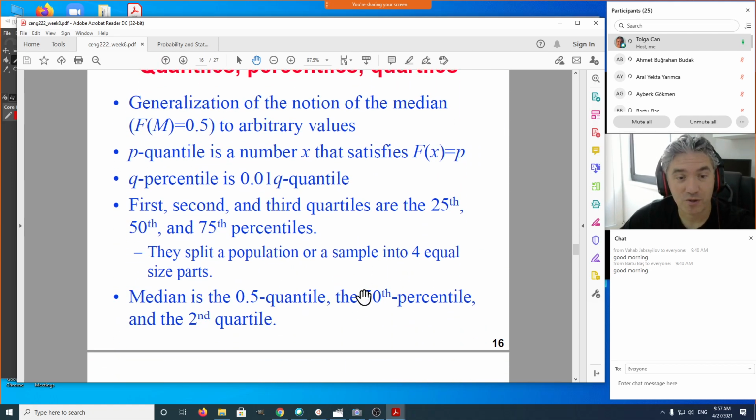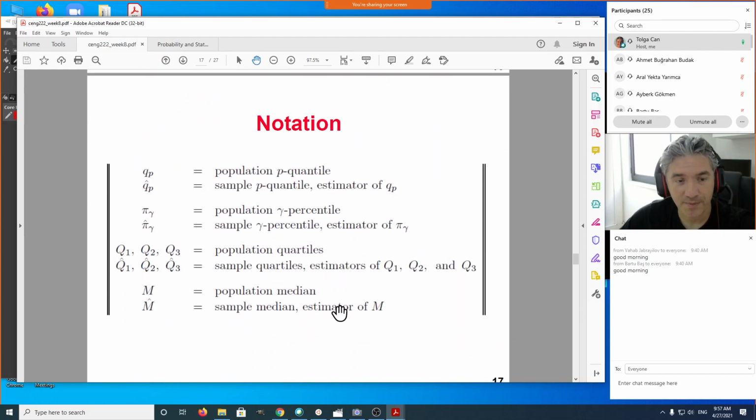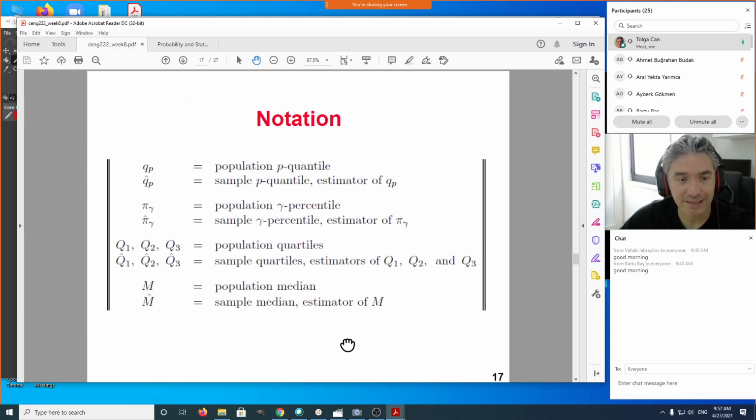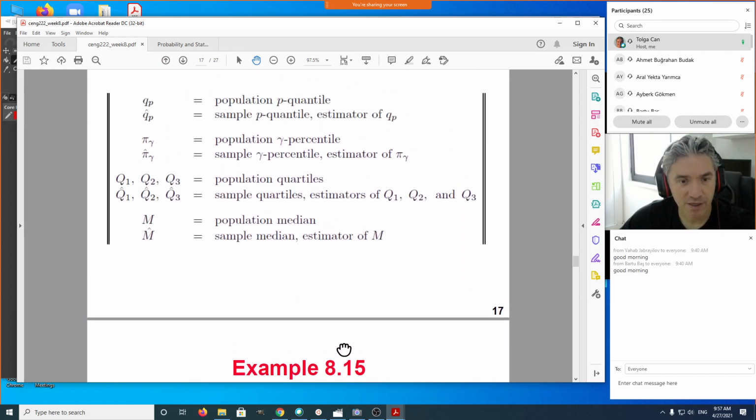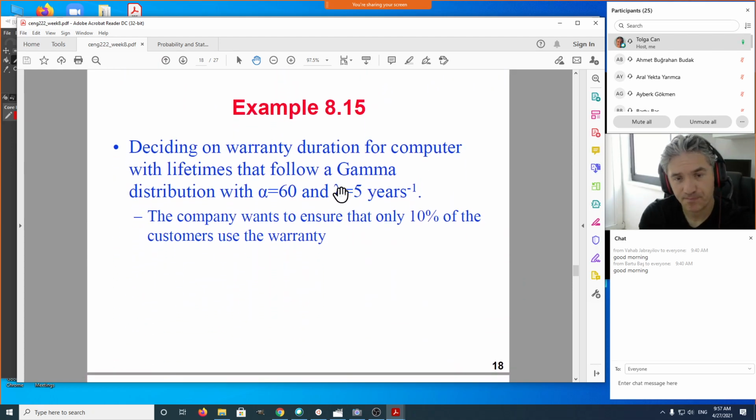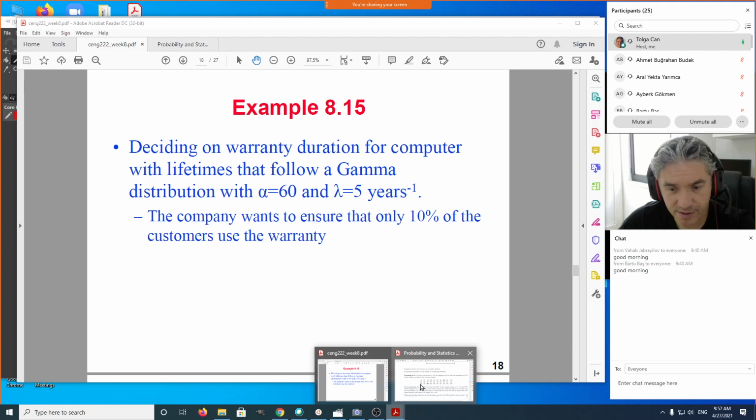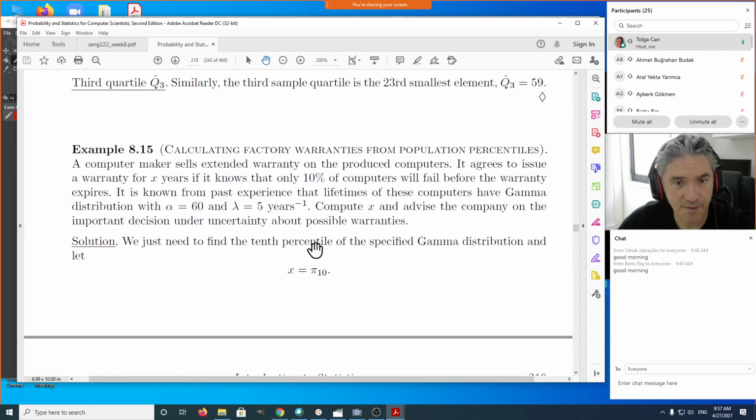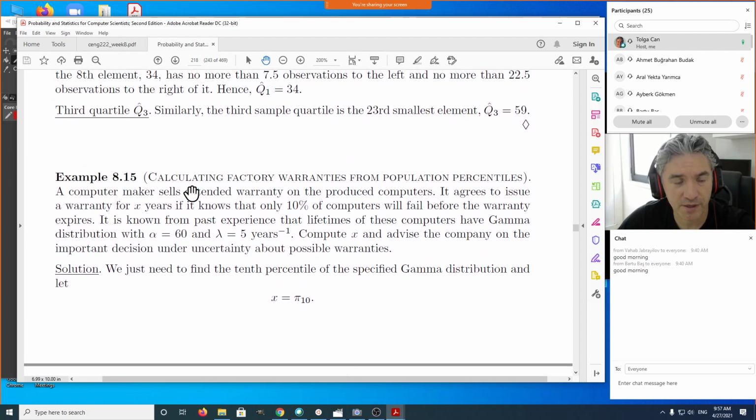We also talked about quartiles. We just did an example about this. Now, yeah, we can continue with this example 8.15. I think this is where we were. So here in this example, let me read the text, the example that is just following up this one. Calculating factory warranties from population percentiles.